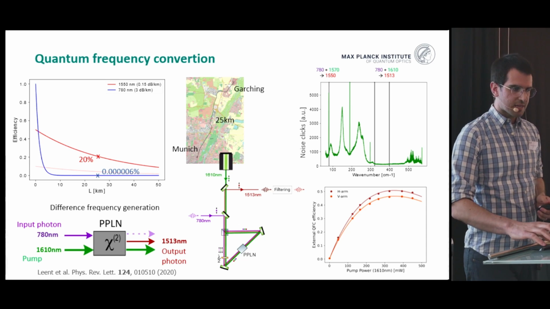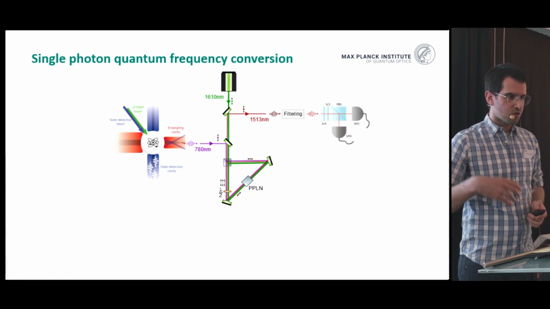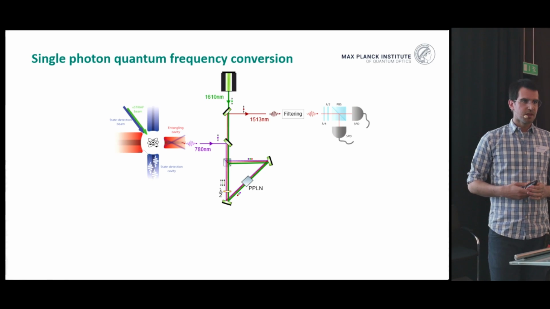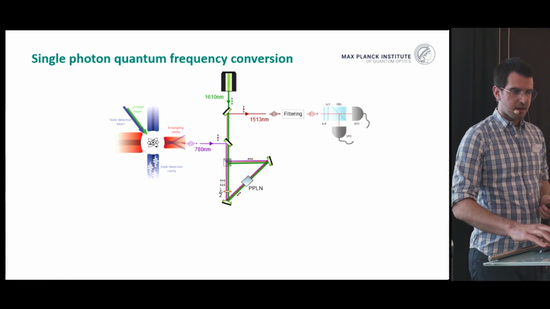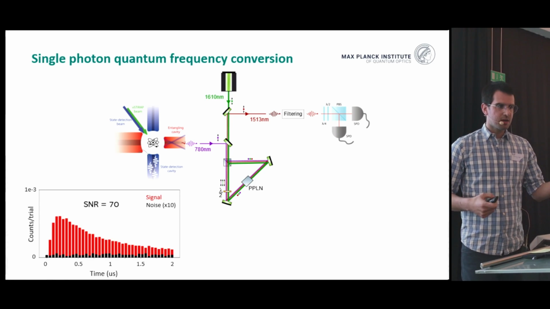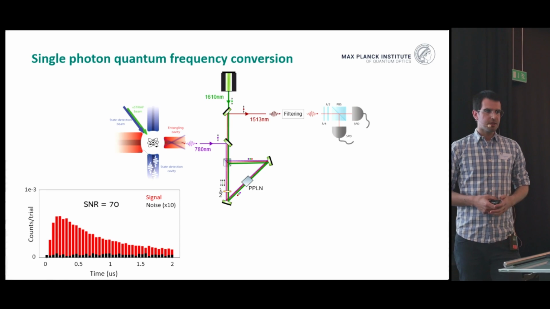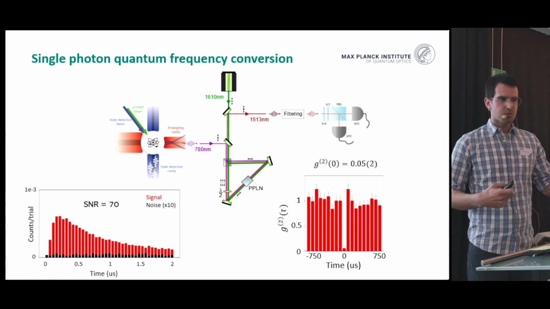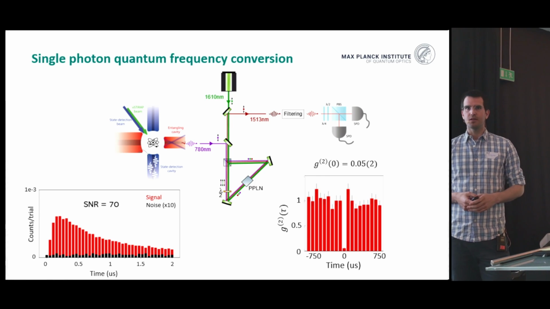So after assembling the converter, we decided to try to convert single photons emitted by our rubidium atoms to the telecom band. And we can do this with a signal to noise ratio of around 70 and preserving the single photon statistics with a G2 of 0.05.